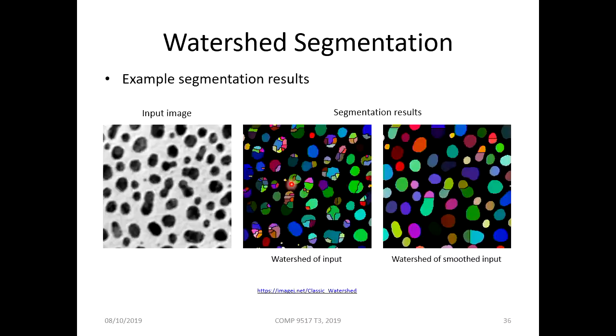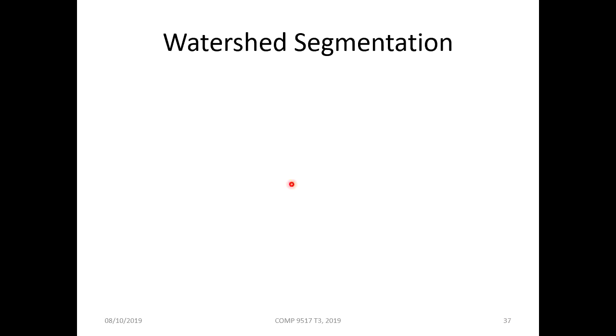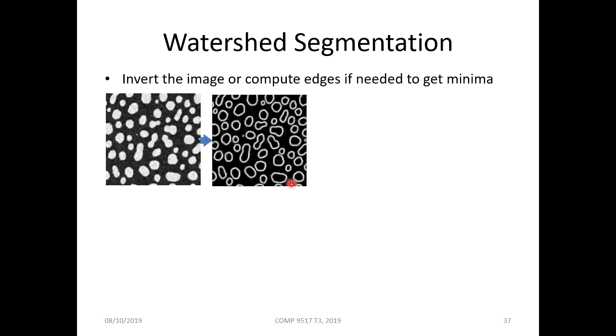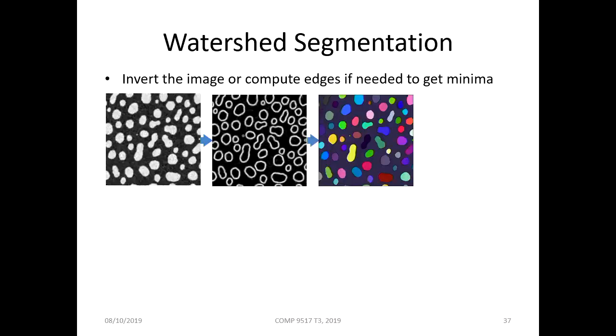So that's what you need to do if an image is noisy and has many local minima, but there may be other problems as well. For example, an image may not be in the form that you can apply watershed segmentation. So in this case, this is a simple example, where the objects that I'm interested in are not the local minima, but the maxima. Then you first need to transform the image into a form where the objects are the local minima. So you can either invert that image, or you can compute an edge image. You've heard about edge detection. Well, this is the gradient magnitude image, for example, and then you can do watershed segmentation.